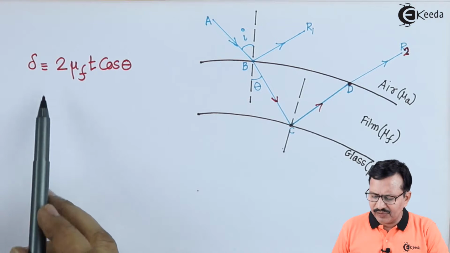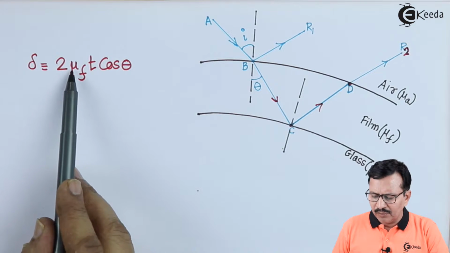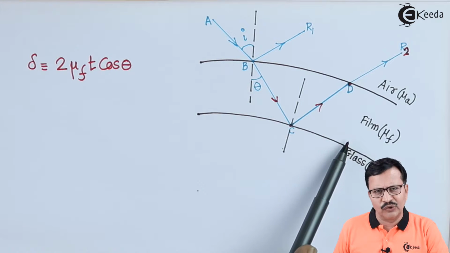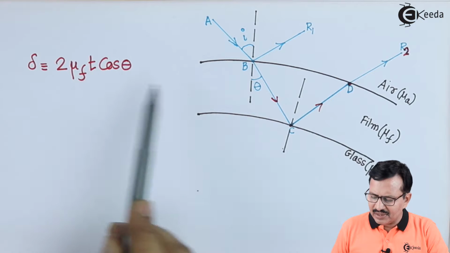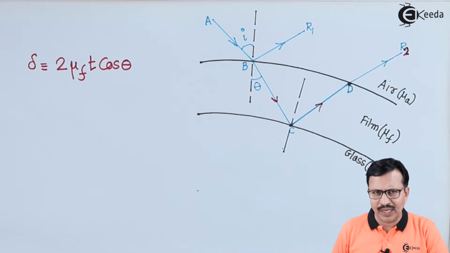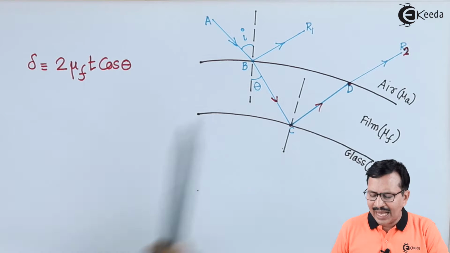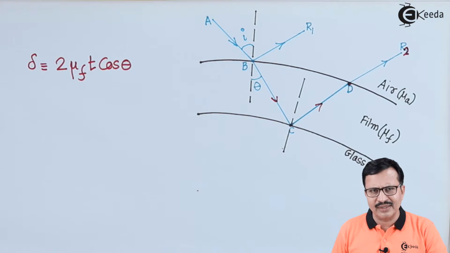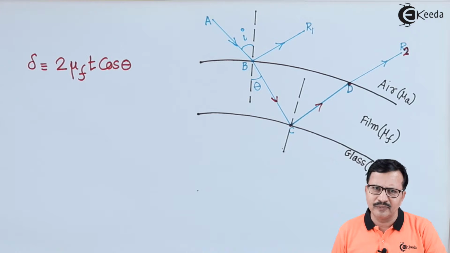The optical path difference between the two is delta is equal to 2 mu f t into cos theta, wherein mu f is the refractive index of the film, the sun control film. t is the thickness, the value of which we don't know now, and theta is actually the angle of refraction, which for normal incidence, that is, if i is equal to 0, your theta actually becomes equal to 0. So from this basics, what we do is we actually try to find out what value of thickness will be required in order for a film to act as a sun control film.